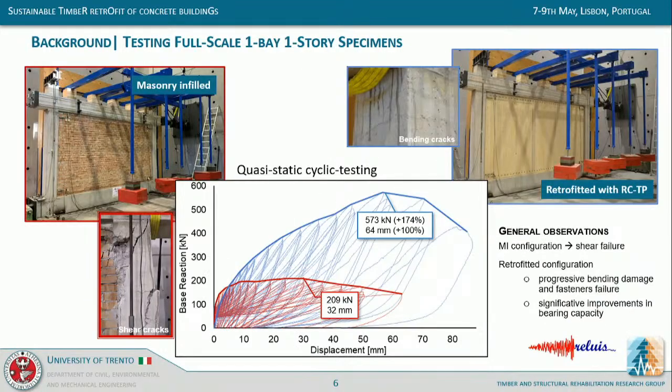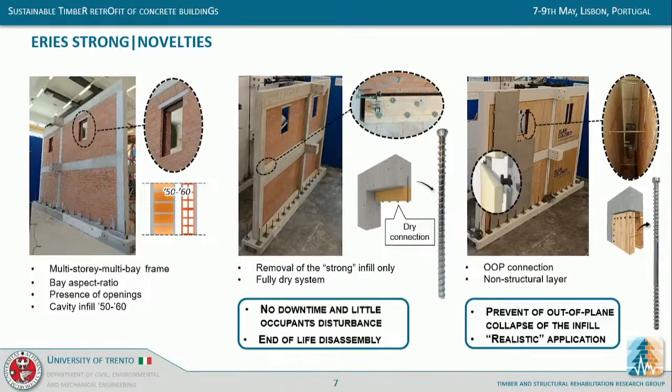So previous stages of the research focused on frames representative of the 70s, as you can see here. And they proved that this technique can significantly improve the lateral capacity of this kind of structures, and also improve the deformation capacity, and at the same time favor a more ductile response, so less brittle failures.